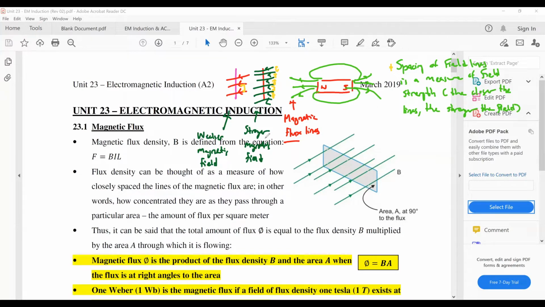Okay, so the concept of magnetic field strength here, I told you in your A2, we don't normally call it magnetic field strength, right? We call it magnetic flux density. So here, for your case, your magnetic field strength, that time I mentioned to you.